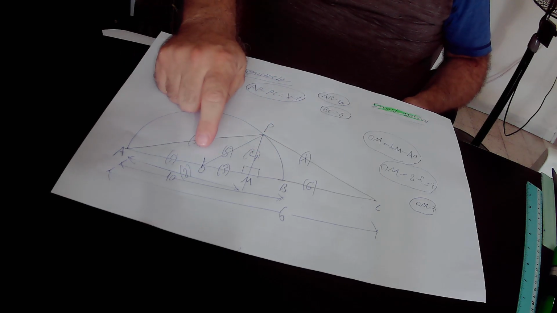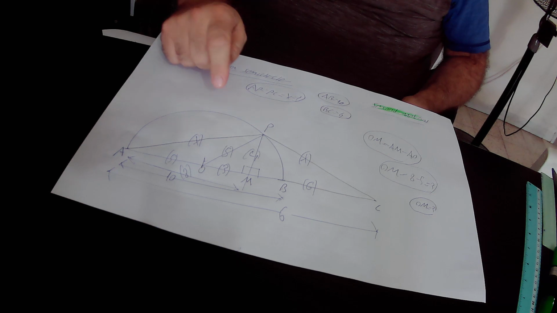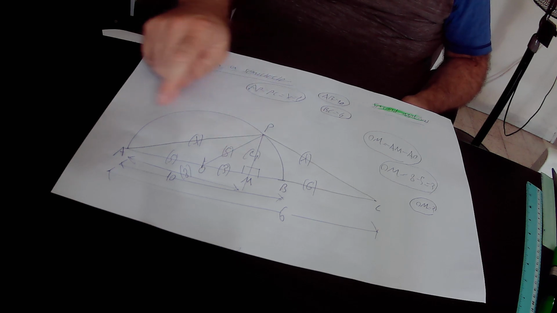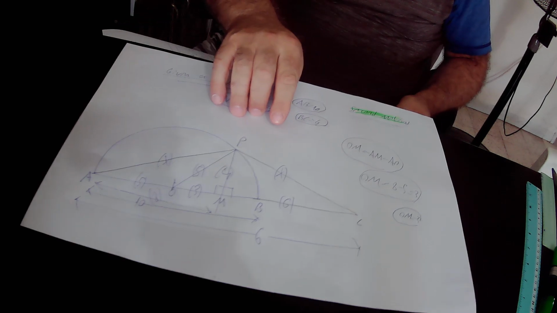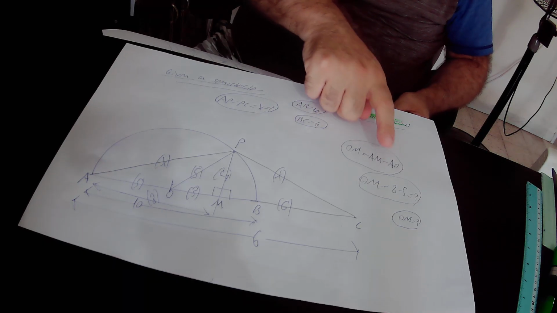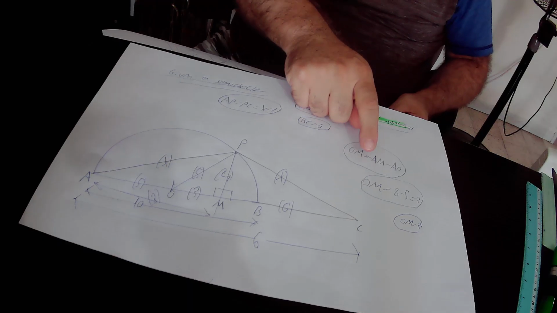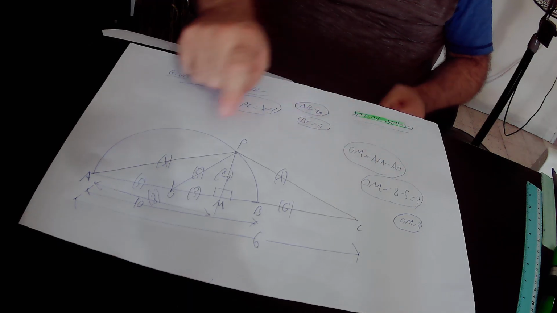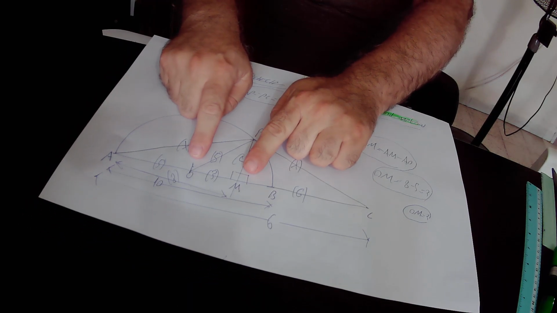AO is the radius of the semicircle, this is 5. So OM must be equal to AM minus AO. OM equals AM, that is 8, minus AO, that is 5. So in total, OM equals 8 minus 5, that is 3. This last element, OM, equals 3 units in its length.